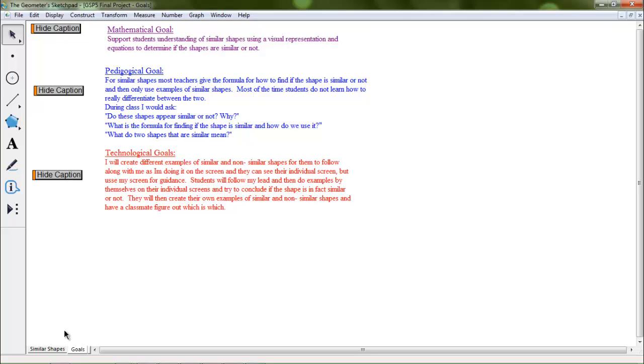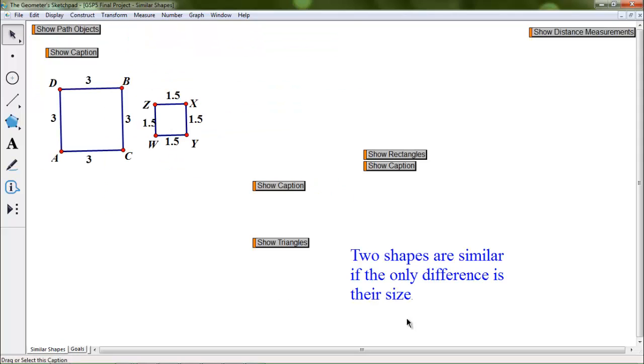Two shapes are similar if the only difference is their size. So I have an example of a similar shape right here, and I'm going to prove to you that it is a similar shape using the equation, even though we already know it is. We have our square ADBC and our other square WZXY. We see that the size of the small square is 1.5. The size of the big square is 3. So we already know we're going into it with the notion that it is similar.